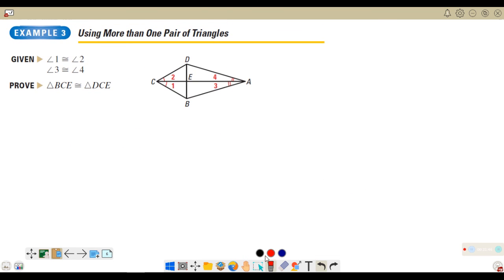Gawa tayo ng plan. Meron tayong angle 1 is congruent to angle 2. Angle 3 is congruent to angle 4. We have to prove that triangle BCE is congruent to triangle CDE. Okay, how can we do that?